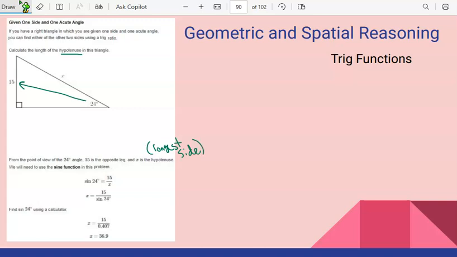You will need to use the sine function in this problem. Sine of 24 degrees equals the opposite over hypotenuse, 15 over x. x will equal 15 over sine of 24 degrees. From there, if you're allowed to use a calculator, you would plug that in. Make sure that the calculator is in degrees. By default, the calculators are usually in radian mode, so you'll want to go to settings and click on degrees if you're evaluating such formulas.